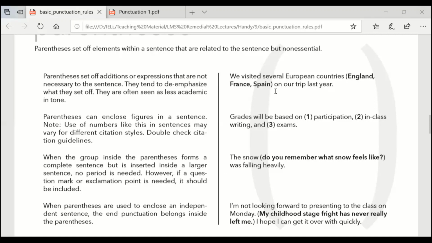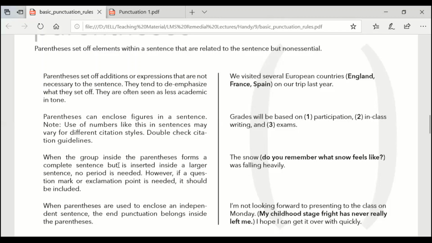Similarly, we have another example. The rule is that parentheses can enclose figures in a sentence. So here the numbers that we are mentioning, we can use them inside the parentheses, like number one, participation, and number two, this. So your grades will be based on these two, three, four things. All right, moving forward, there could be other uses of parentheses when we are talking about some additional information. Let's say, for example, when the group inside the parentheses forms a complete sentence, but it is inserted inside a larger sentence, no period is needed.